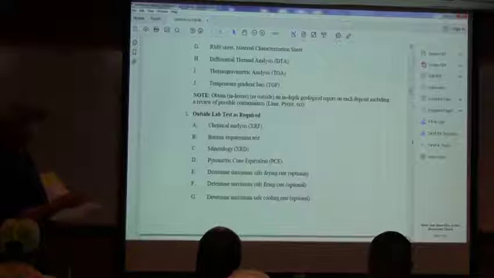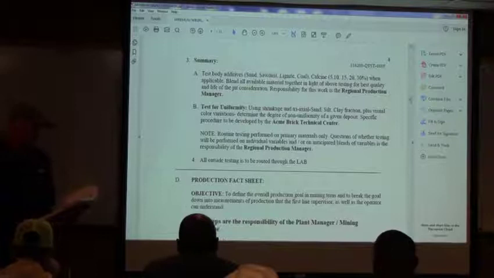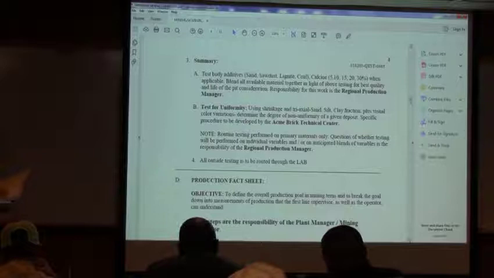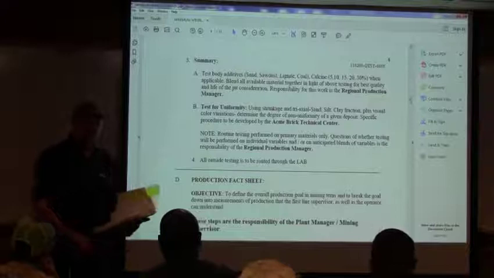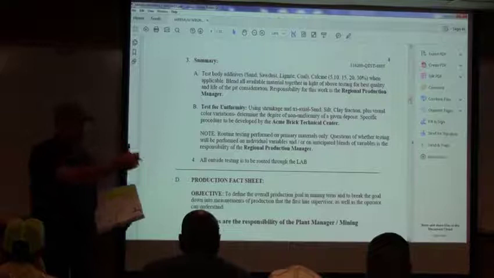The summary on test body additives. We're talking about sands. I don't think we use sawdust anymore, but we used to. Lignite, coal, calcine, and all these things in percentages. So in other words, anything that's added to the base body program should come from your regional manager. That's not our decision. Our decision is to go and mine raw materials. Any addition that's put to it needs to come from the regional manager or plant manager. We'll let them worry about that.